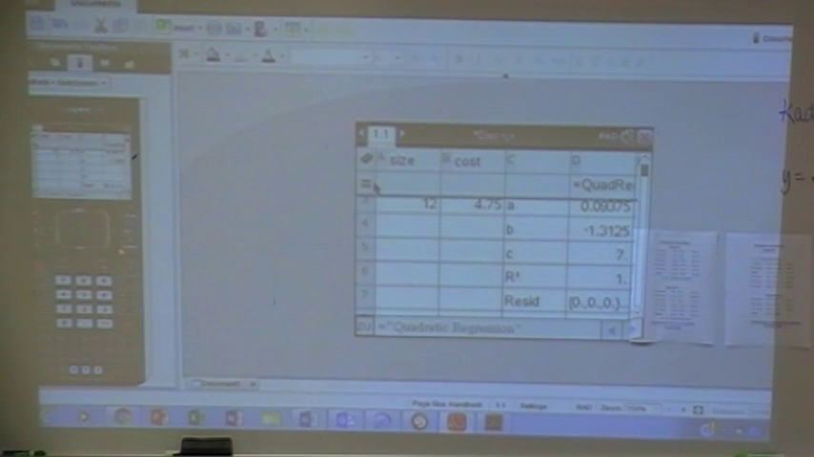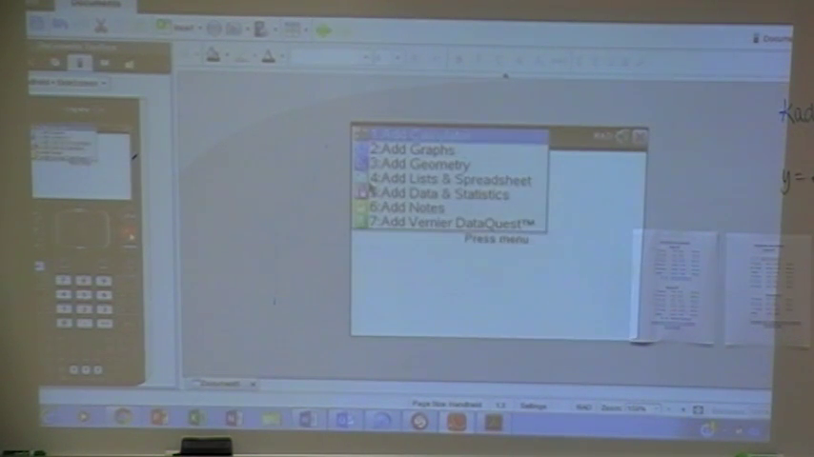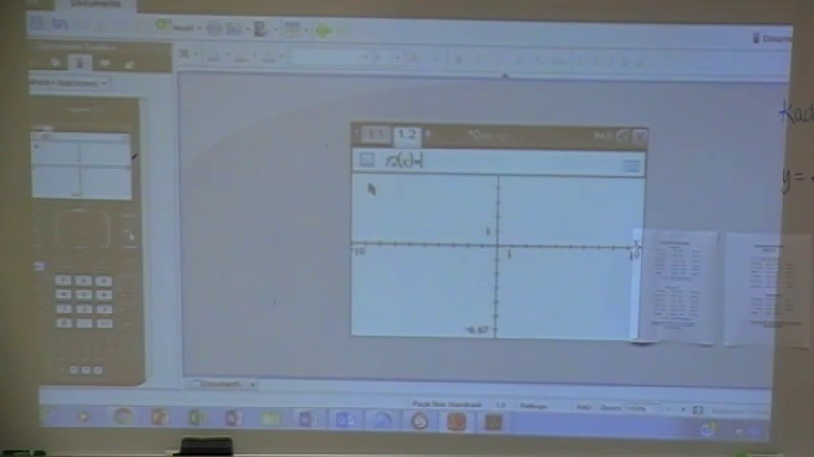So Control Doc adds a page. I want this to be my graph page. And it automatically starts at F2, because if I arrow up F1, my quadratic is already there. Hit Enter so you can see the graph.